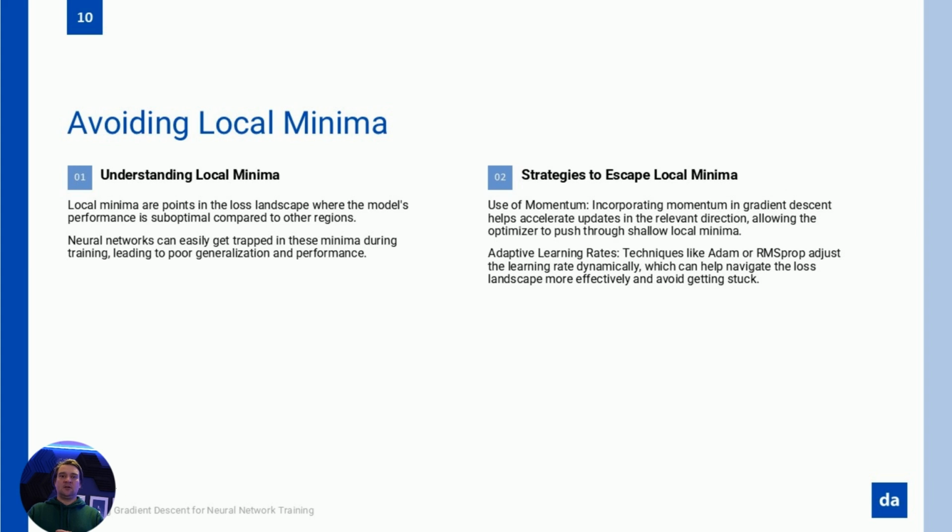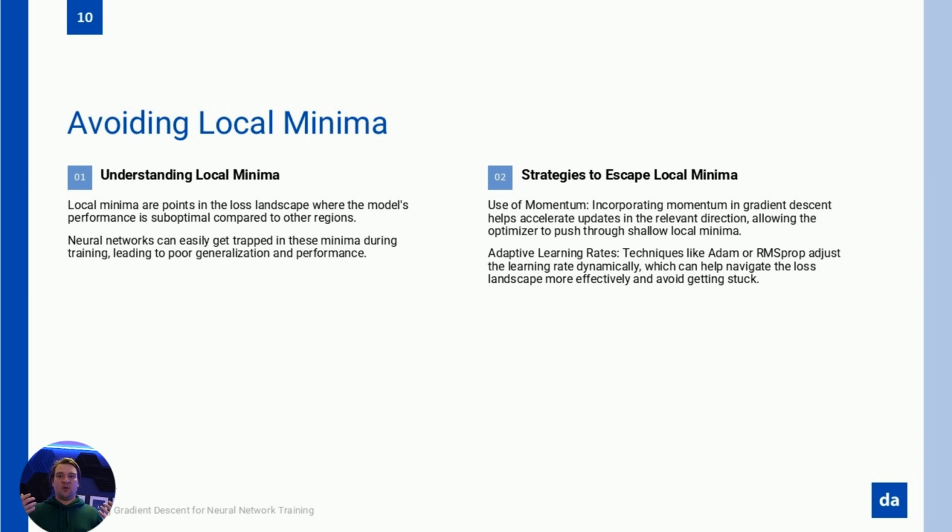Imagine climbing down a mountain to reach the lowest valley, but along the way you get stuck in a shallow dip. You think you've reached the bottom, but in reality, you're far from it. That's exactly what happens when gradient descent gets trapped in a local minimum, and it can significantly impact your model's performance.